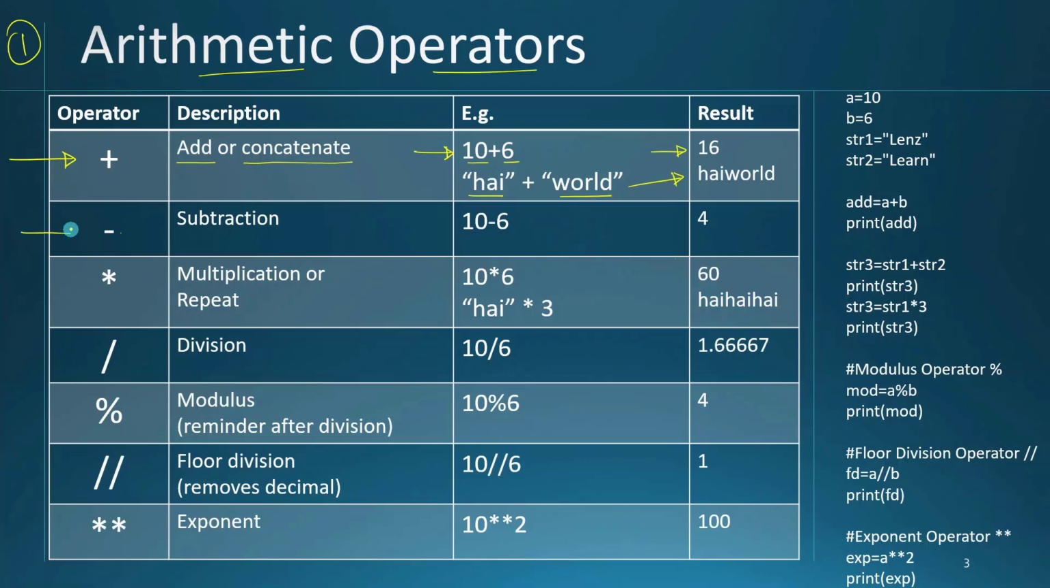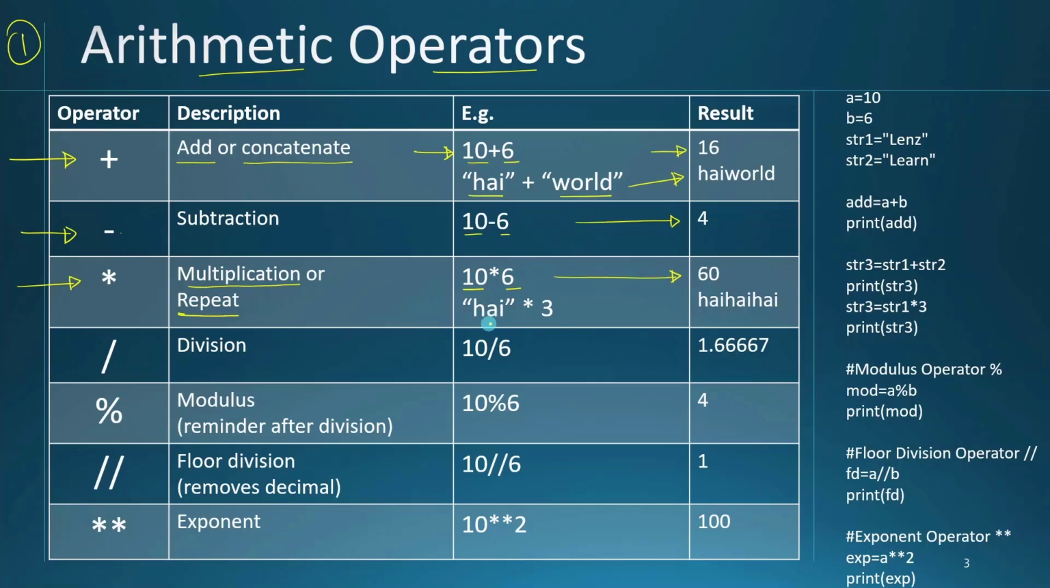Now the next operator that we are going to study is subtraction, represented by minus. This is very simple. It works only with numbers, so 10 minus 6, the result is going to be 4. Following that, we have the next operator, which is star. This also works with numbers and also with strings. When it works with a number, you call it a multiplication operator. When it works with a string, you call it a repetition operator. First let us see the multiplication operation. Here you can see I have used star with 2 numbers. So now it will multiply 10 and 6, and the result will be 60.